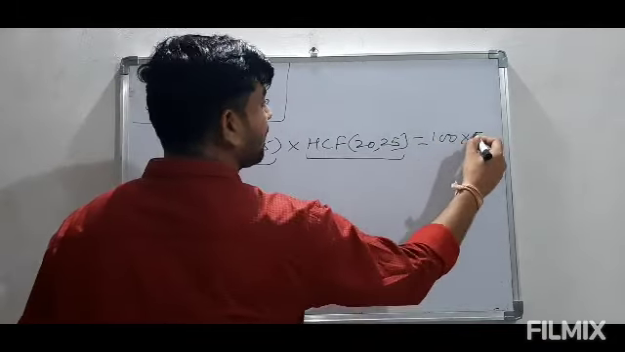And very important thing is that this is applicable only for two numbers, that is A and B. If there is a third number, then this formula will not be valid. So this can be only used when we have only two numbers A and B. Here the value of A is 20 and the value of B is 25.